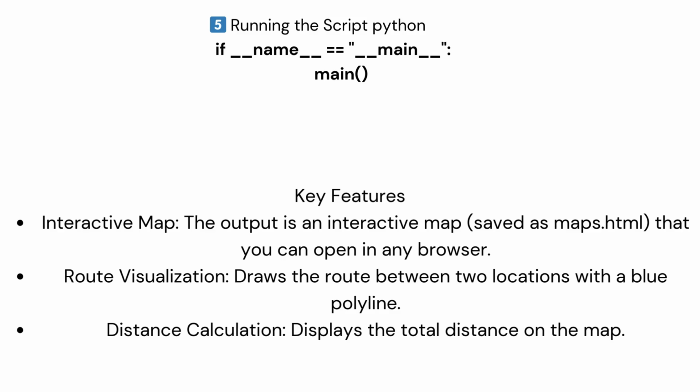Key features. Interactive map: the output is an interactive map, saved as maps.html, that you can open in any browser. Route visualization: draws the route between two locations with a blue polyline. Distance calculation: displays the total distance on the map.